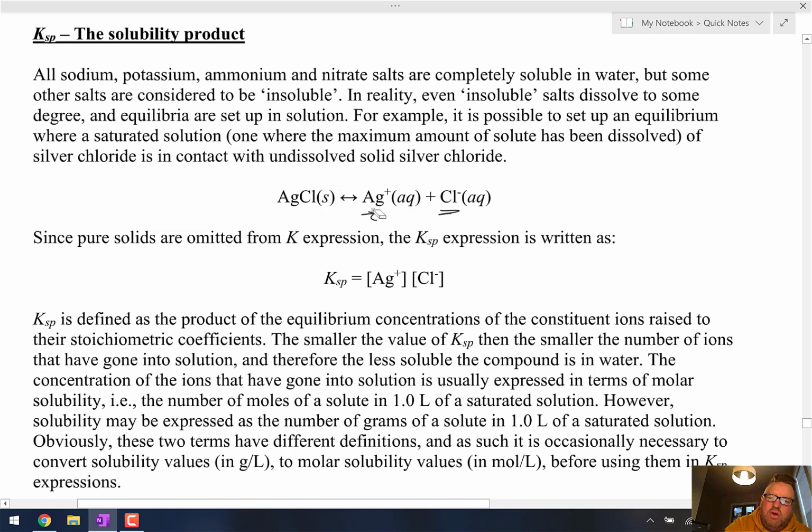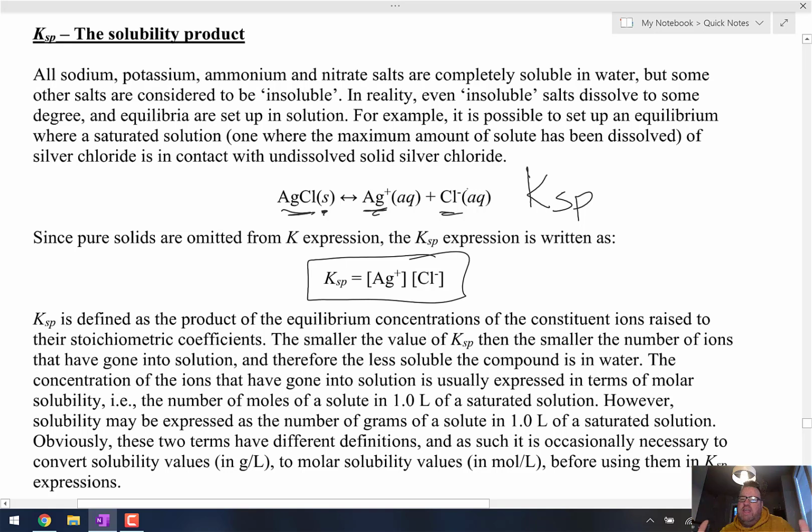When we deal with situations like this, the equilibrium constant that we use is called Ksp. And Ksp stands for solubility product. Okay, now remember that this is a solid, AgCl solid, so when you write the K equation, you just include the products, Ag plus and Cl minus.